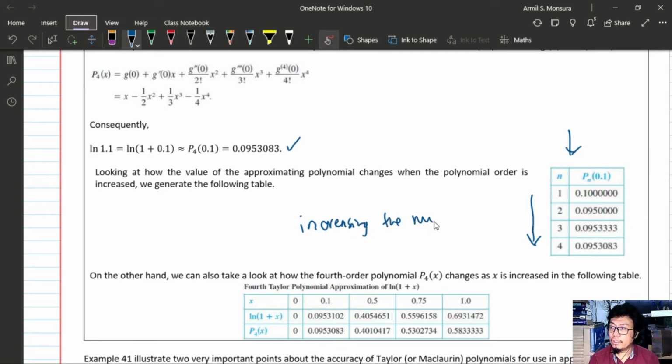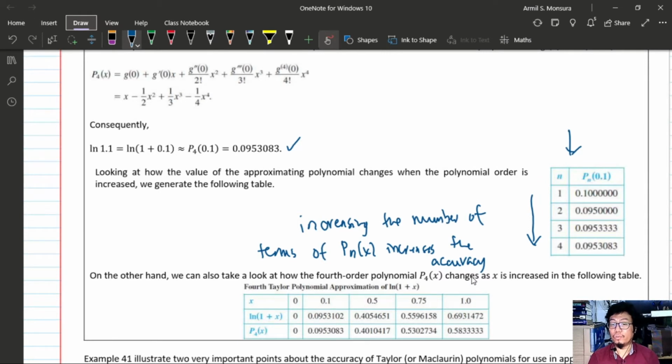The number of terms of the approximating polynomial increases the accuracy. Okay. So that's one. On the other hand, we can also take a look at how the fourth order polynomial changes as x is increased. If we actually remember that the center of our approximation is at 0.